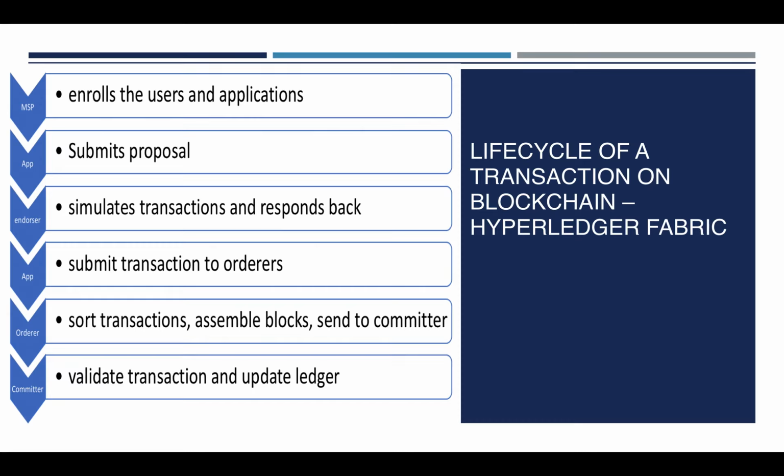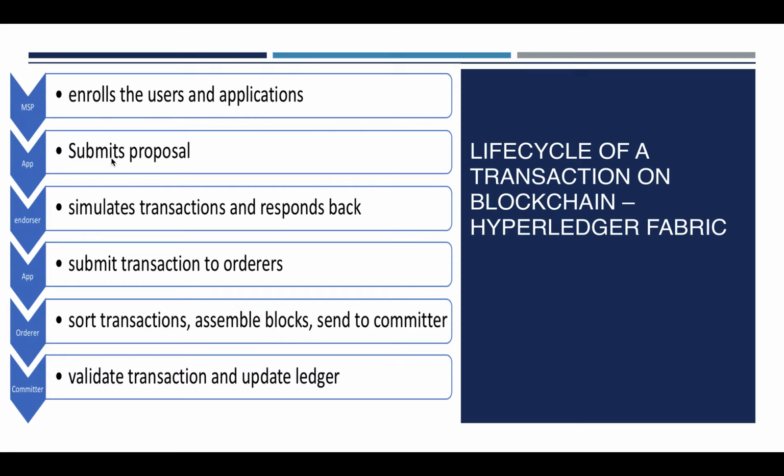The lifecycle of a transaction differs from one blockchain to another blockchain. For example, the life cycle of a transaction on Hyperledger Fabric is different from the life cycle of a transaction in Bitcoin. Now let us see the life cycle of a transaction on Hyperledger Fabric. In the left side picture, you can see there is something called MSP. We are going to learn what MSP is shortly. MSP is nothing but the membership service provider that enrolls the user and application to the blockchain network.